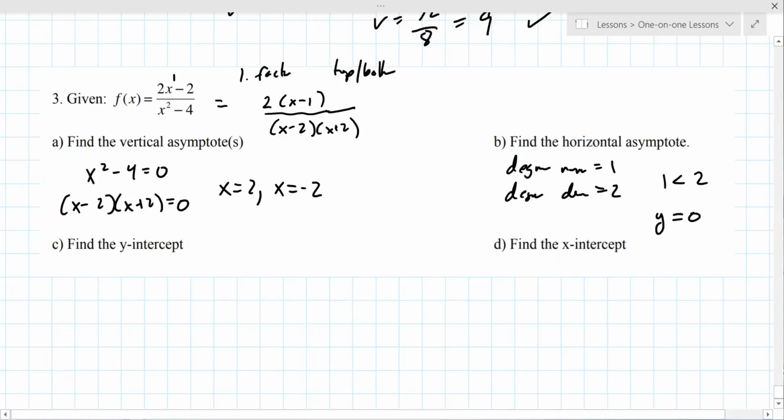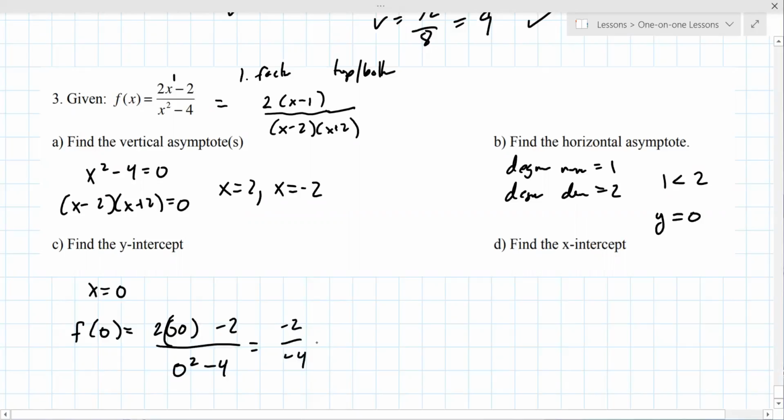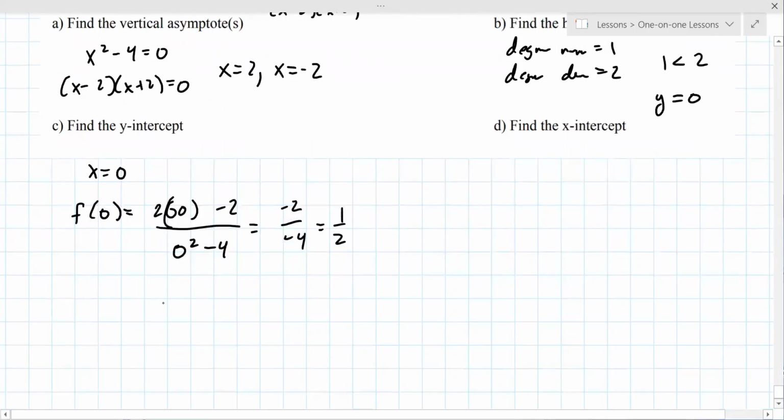Got it. But in question 2, which I guess we can't get away from, the horizontal asymptote is at negative 1, because there's a negative 1 off to the side. For the y-intercept, that means x equals 0. So you're literally finding f of 0: 2 times 0 minus 2 over 0 squared minus 4. Minus 2 over minus 4 is 1 half. Sometimes you write that as an ordered pair, so it would be 0 comma 1 half.